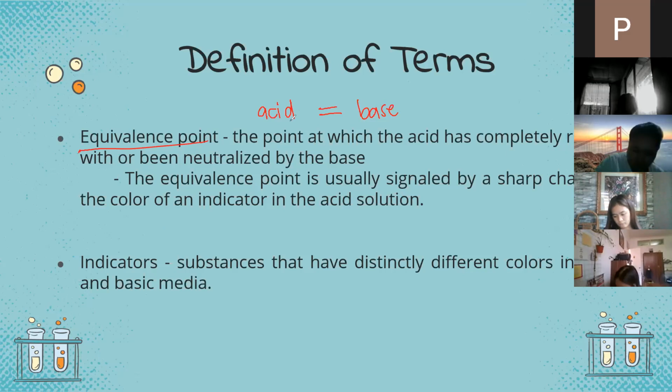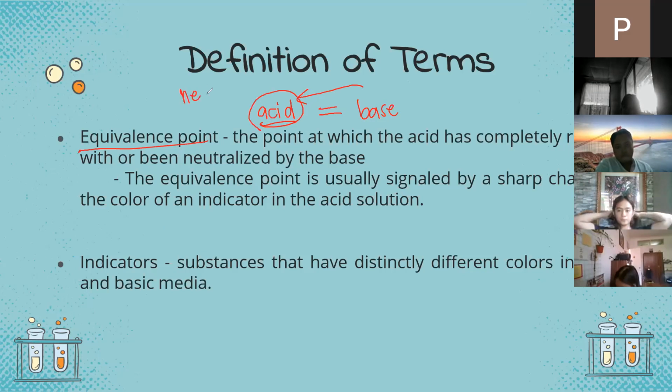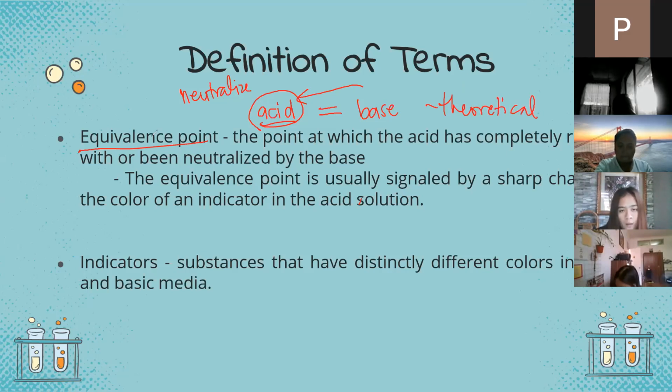That means if you have an acid, class, and you add a base, all of the acid has been neutralized. The process of the reaction between acids and bases is called neutralization. So if all of the acid or all of the base is neutralized, that is the equivalence point. However, this is just theoretical, because when we do titration, we cannot really observe the equivalence point. We don't have a way to know that the acid and base that reacted are now equal.